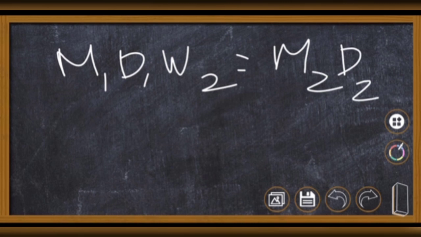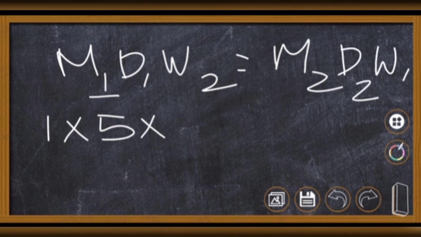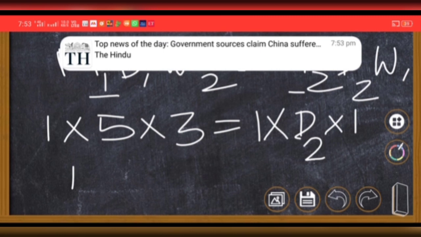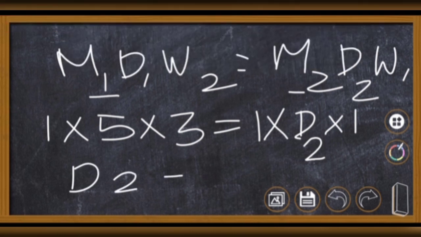So according to the formula, m1 d1 w2 is equal to m2 into d2 into w1. Here what is m1? Only one person is doing the work. So 1 into the number of days taken is 5, and w2 means the work done in the second part, that is 3, and in the second part how many men are doing the work? Only one man. So 1 into number of days we have to find, and w1 is 1. So we will get d2 is equal to 5 into 3, that is 15.